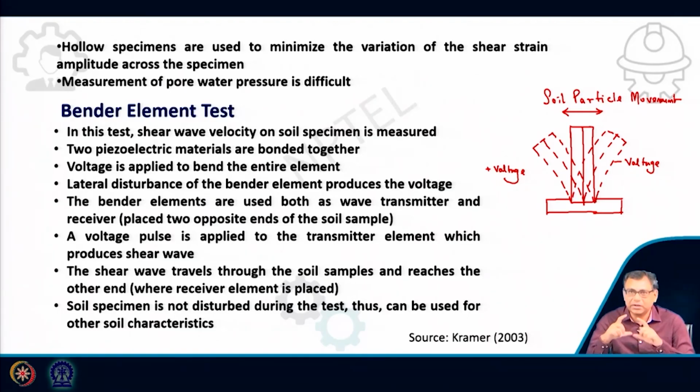Now, if I know the height of the soil sample, and if I note down the travel time between generation of the shear wave and receiving it at the other end, then I will get the velocity of the shear wave. We know the height or travel distance, and we note down the travel time. Once we get the velocity of the shear wave, then using G equal to rho Vs square, we will get the shear modulus of the soil. Clear?